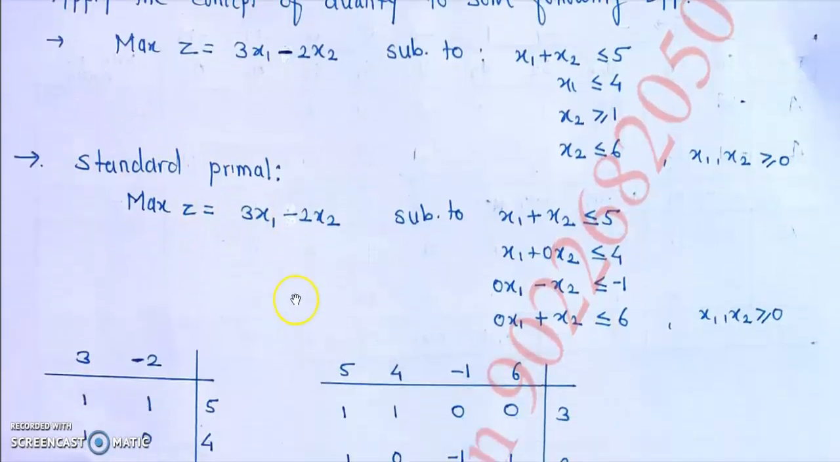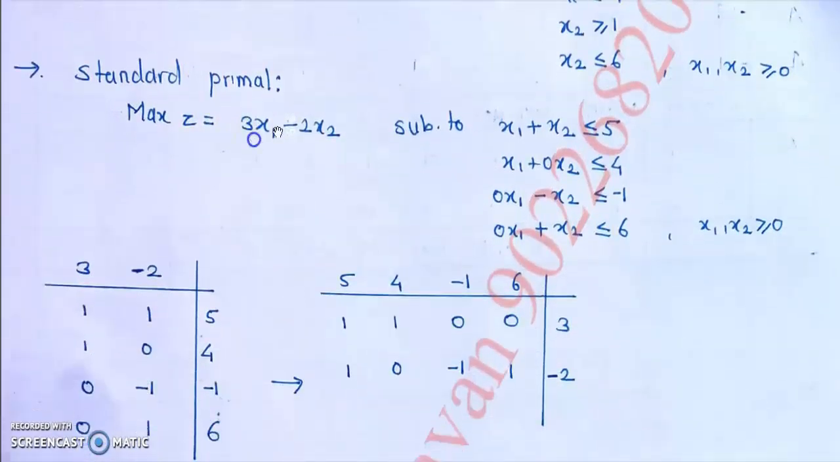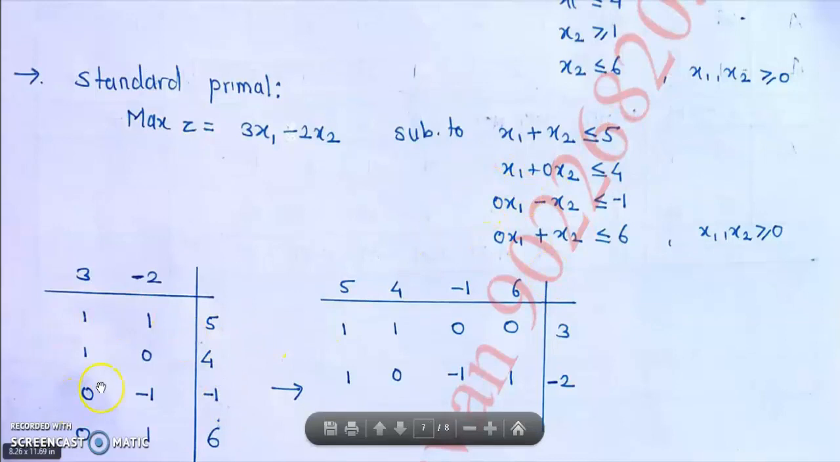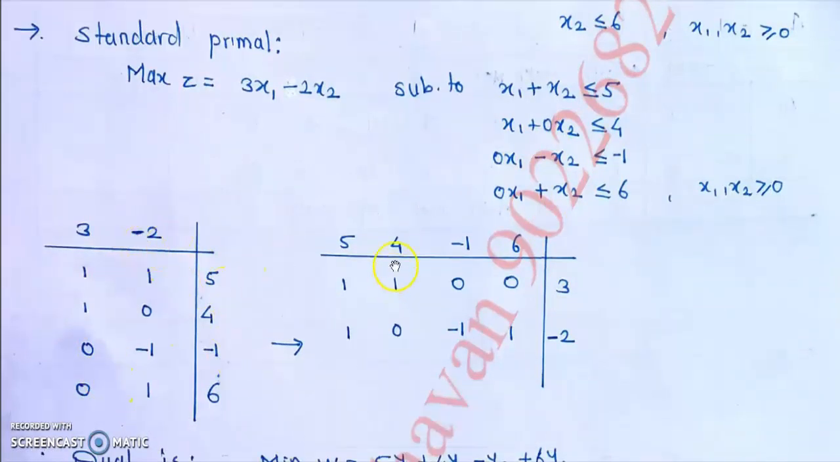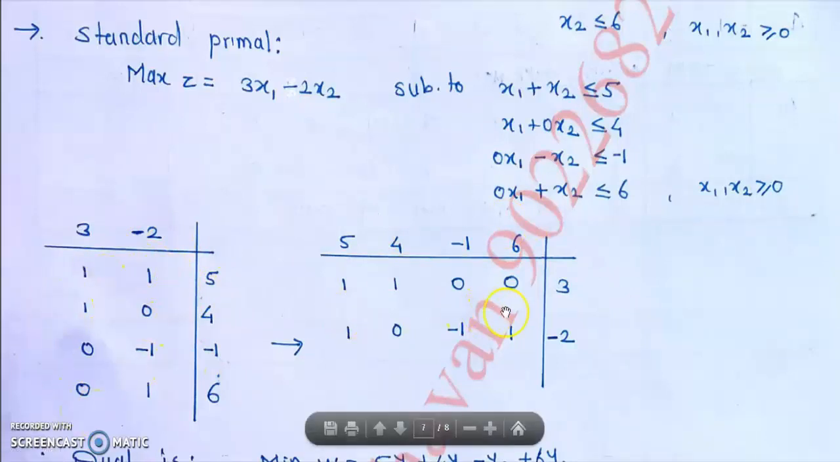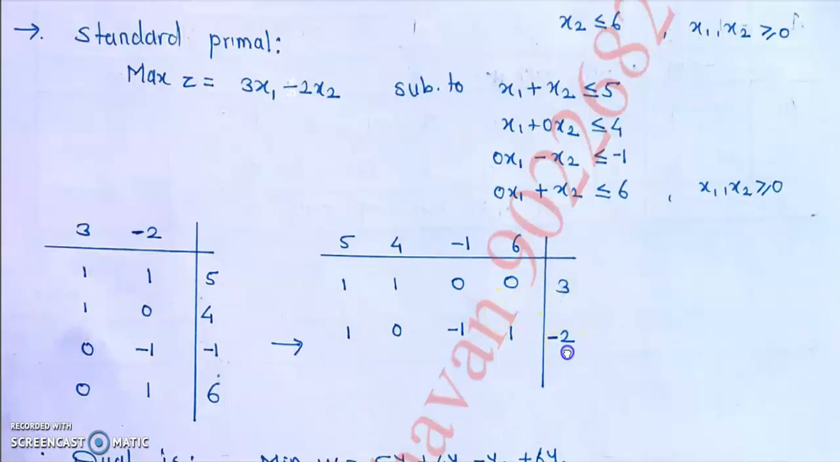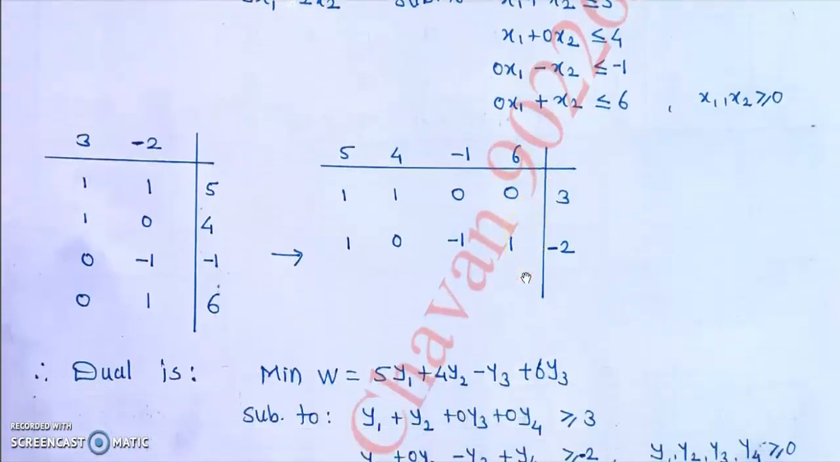Now while writing the dual, we form its matrix form. So we have 3 and minus 2 as the top row, and we have 5, 4, minus 1, 6 here. Then we have the coefficient matrix here. So while writing its dual, we exchange rows and columns, so we have the transpose of this matrix here, correct? There are only two rows, so in the dual we'll have only two constraints, whereas there are four columns, so we need four variables. So let's use y1, y2, y3 and y4.